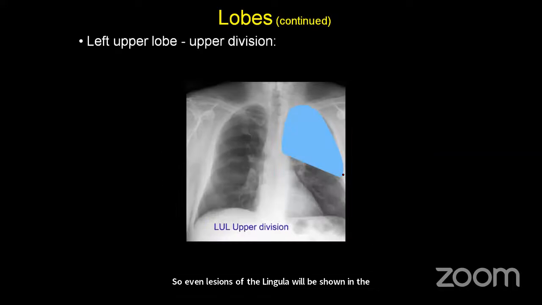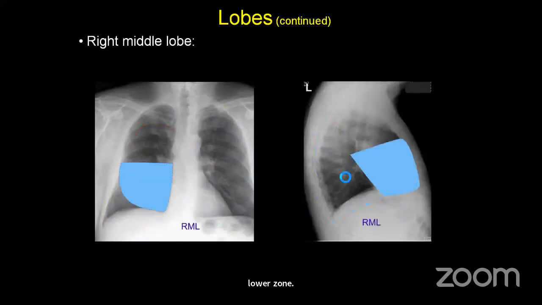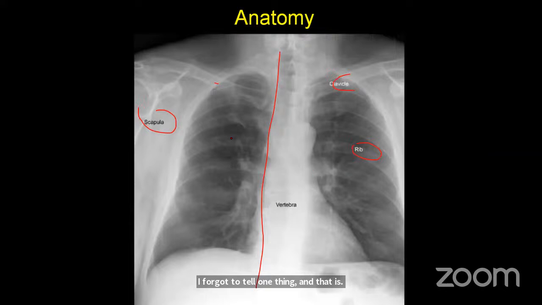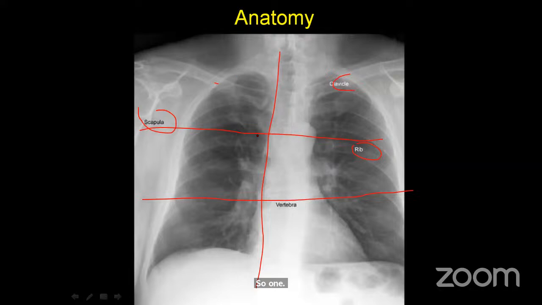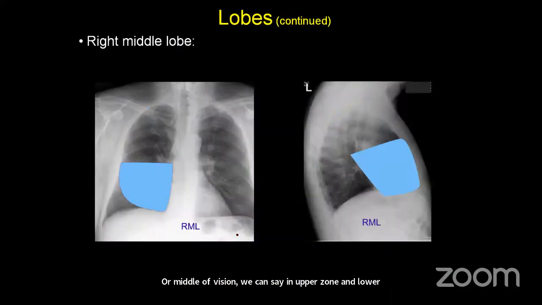I forgot to tell one thing, and that is that when we report X-rays, we have to divide it into 3 zones. So the lower border of the second rib and the lower border of the fourth rib. In between these two is the middle zone, mid zone. And here it is the upper zone. And anything below it is the lower zone. So on an X-ray, we cannot say definitely that it is an upper lobe lesion, lower lobe lesion, or middle lobe lesion. We can say upper zone, mid zone, and lower zone. And then we have to clinically correlate in which lobe it is present.